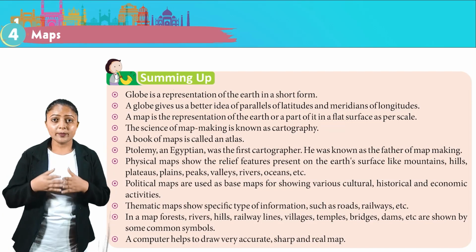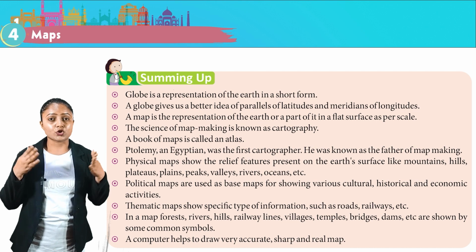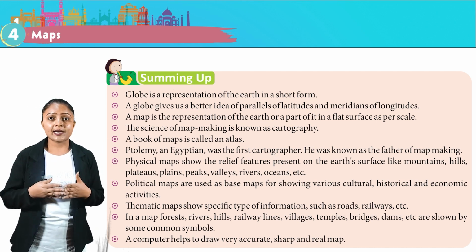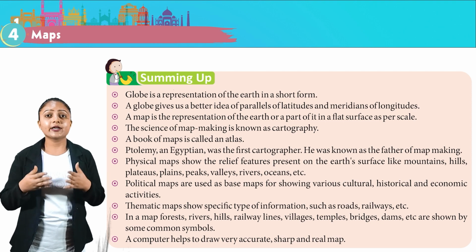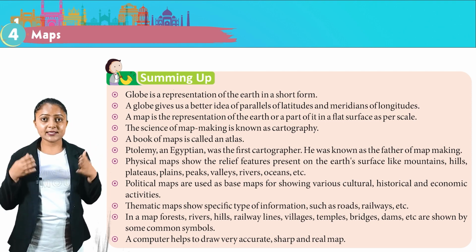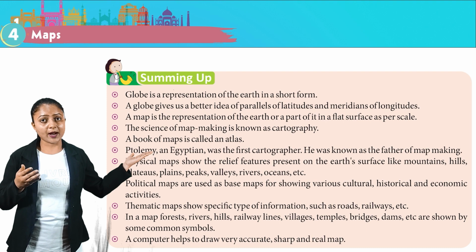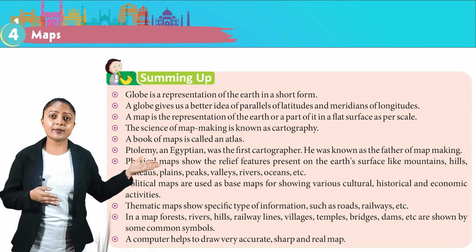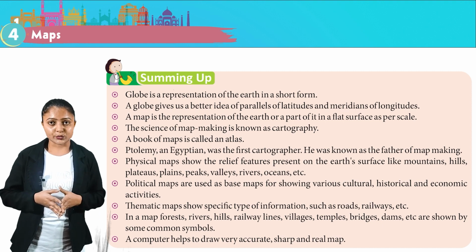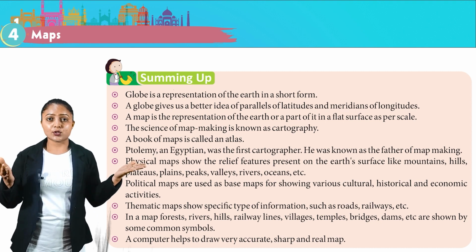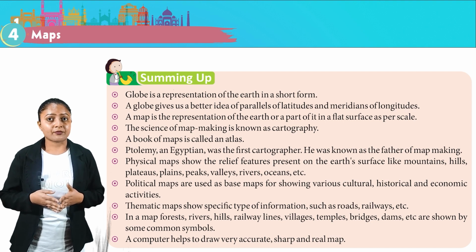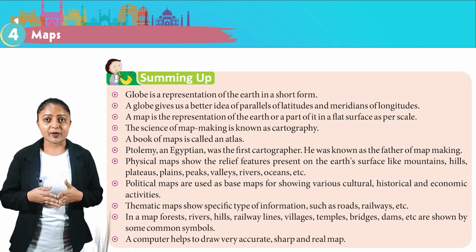Summing up, a globe is a representation of the earth in a short form. A globe gives us a better idea of parallels of latitude and meridians of longitude. A map is the representation of the earth or a part of it on a flat surface as per scale. The science of map making is known as cartography. A book of maps is called an atlas. Ptolemy, an Egyptian, was the first cartographer. He was known as the father of map making.